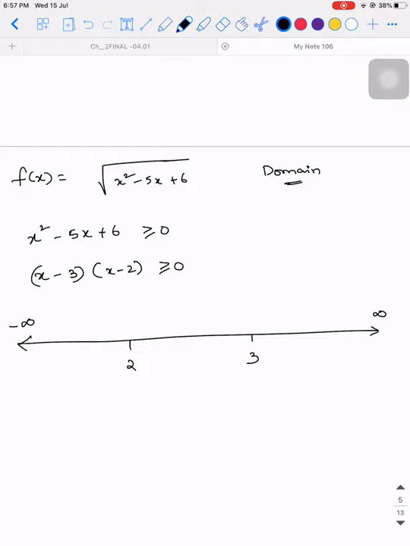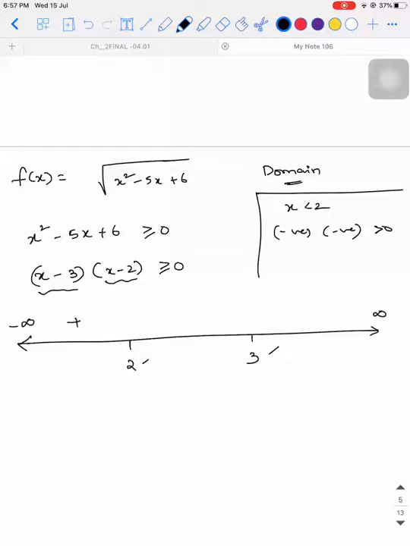Because x minus 3 will become 0 at x is equal to 3. x minus 2 will become 0 at x is equal to 2. Now take a value less than 2 and substitute it. If I take 0, then what do I get? Minus 3 and minus 2. So negative into negative is positive. So I get a positive value on the left of 2. Correct?